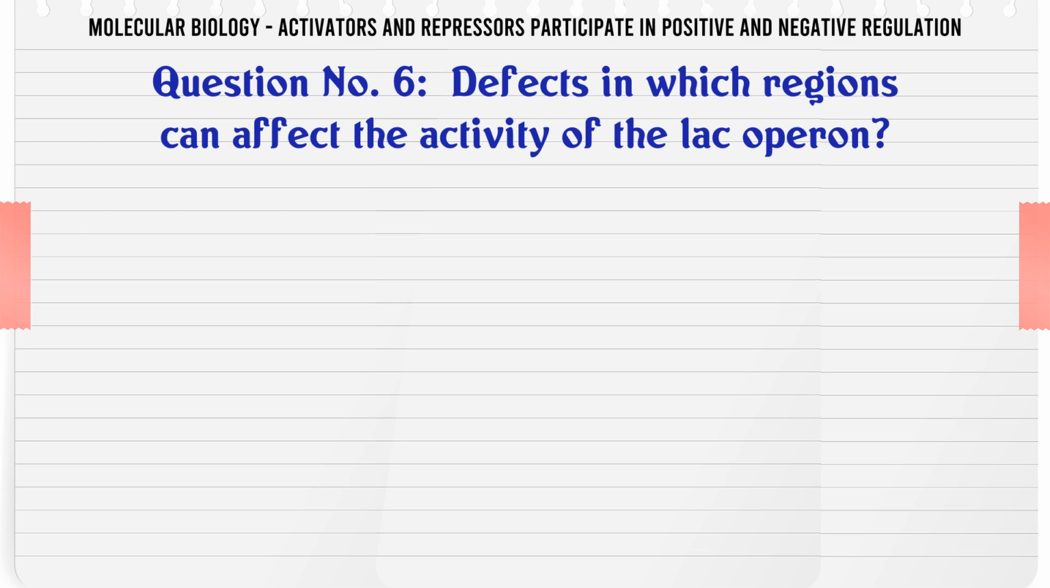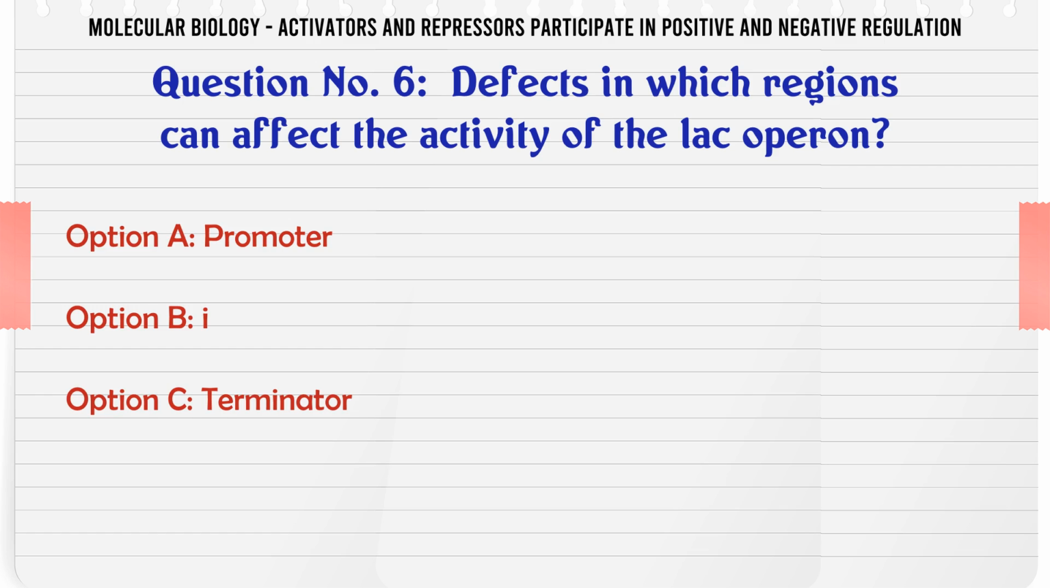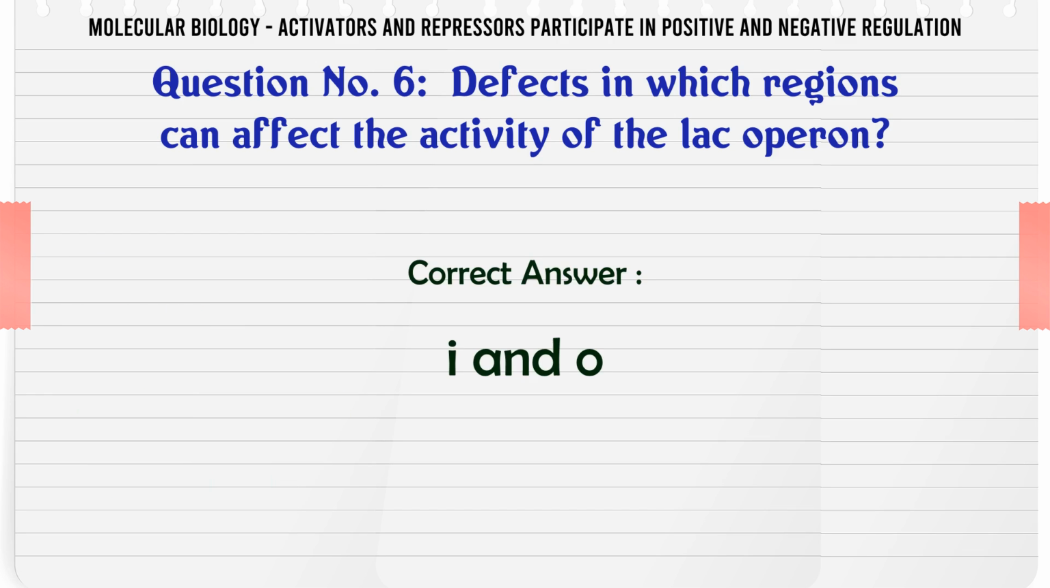Defects in which regions can affect the activity of the lac operon? A. promoter, B. I, C. terminator, D. I and O. The correct answer is I and O.